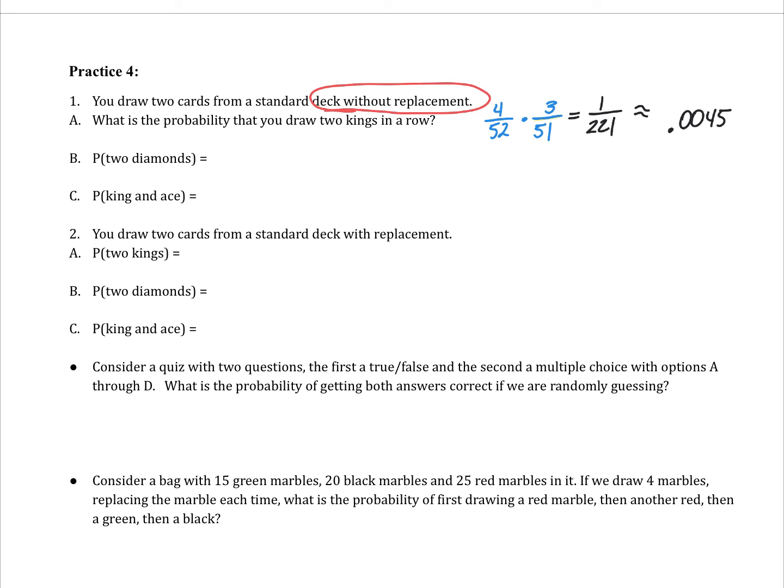All right. Now you notice I'm not going to worry about common denominators because we're multiplying. When we're multiplying, common denominators are of no help to us. So let's move on to B.